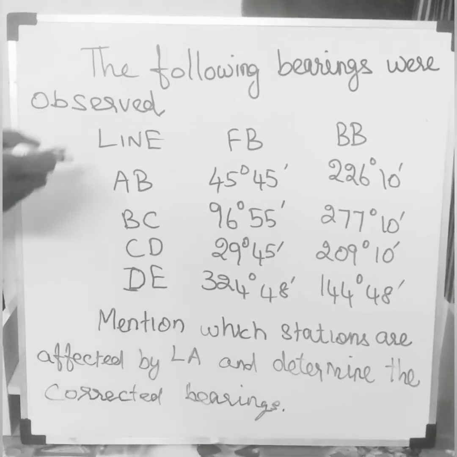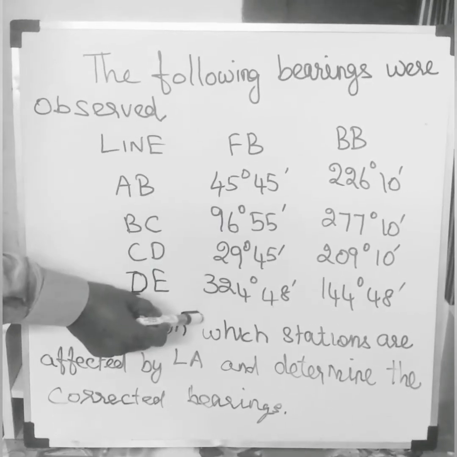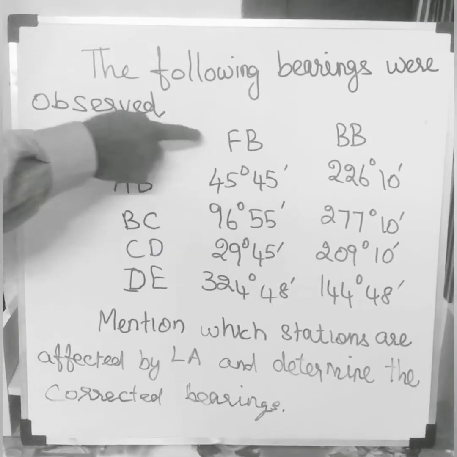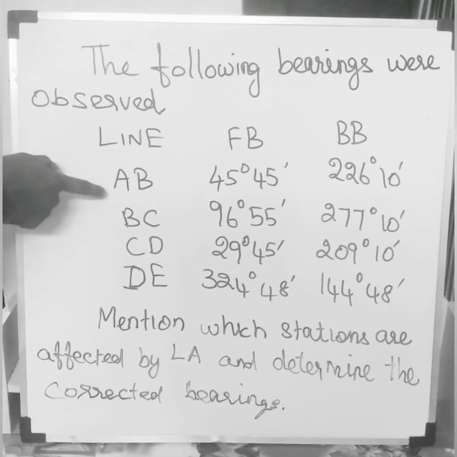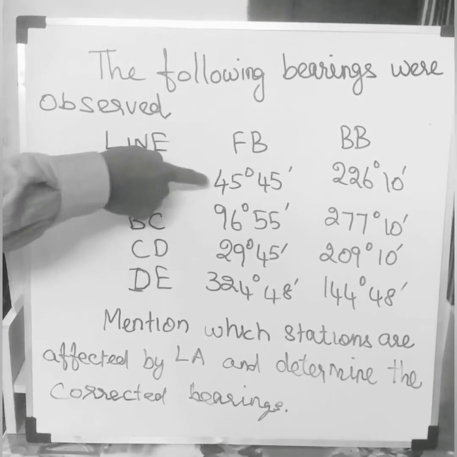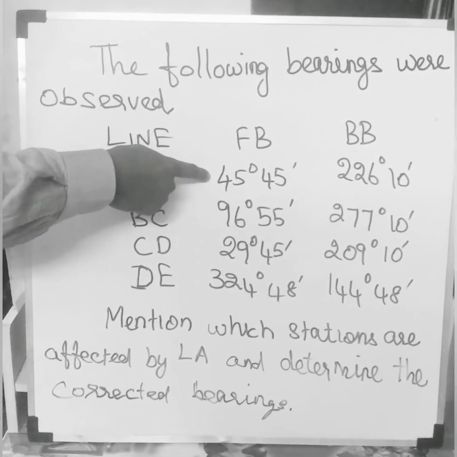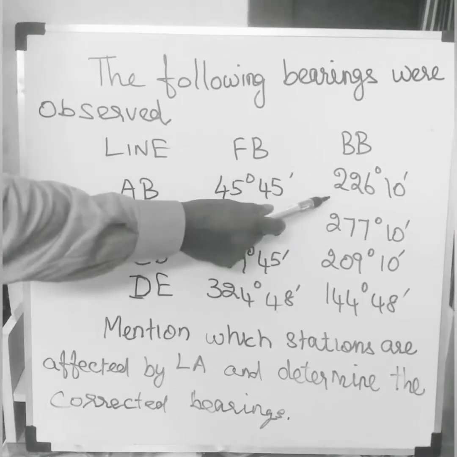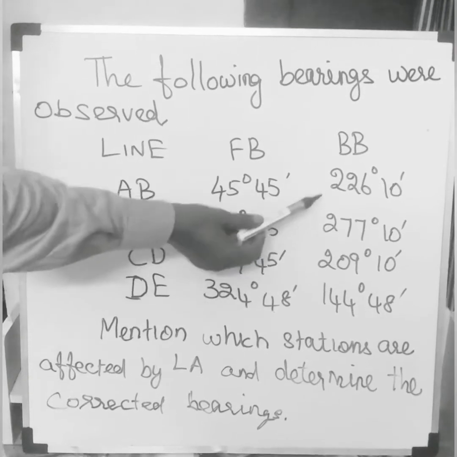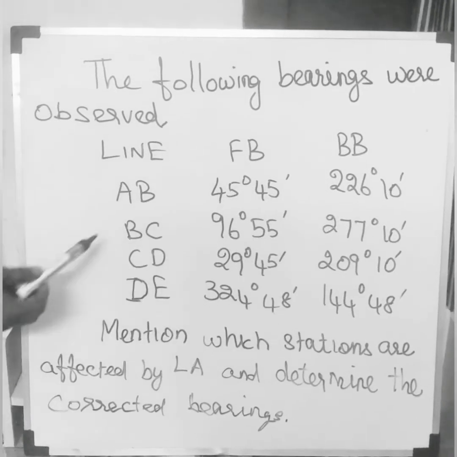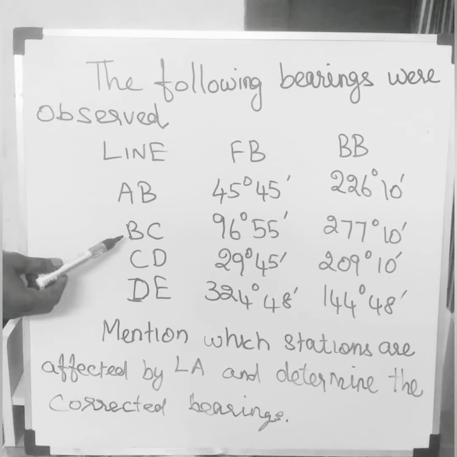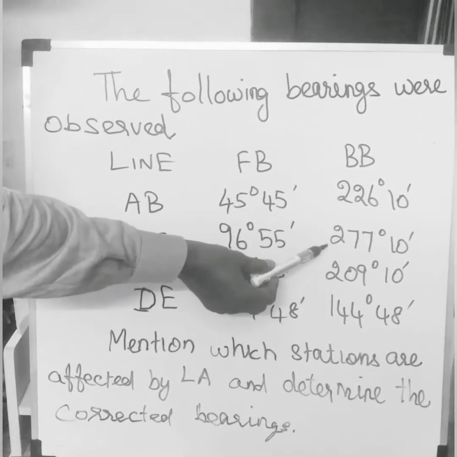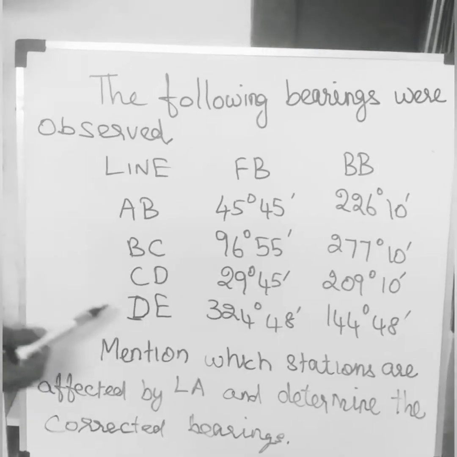The observations are made using a compass, as fore bearing and back bearing of each line. The fore bearing of line AB is 45 degrees 45 minutes. The back bearing of line AB is 226 degrees 10 minutes. Next, line BC: the fore bearing is 96 degrees 55 minutes, and the back bearing is 277 degrees 10 minutes.